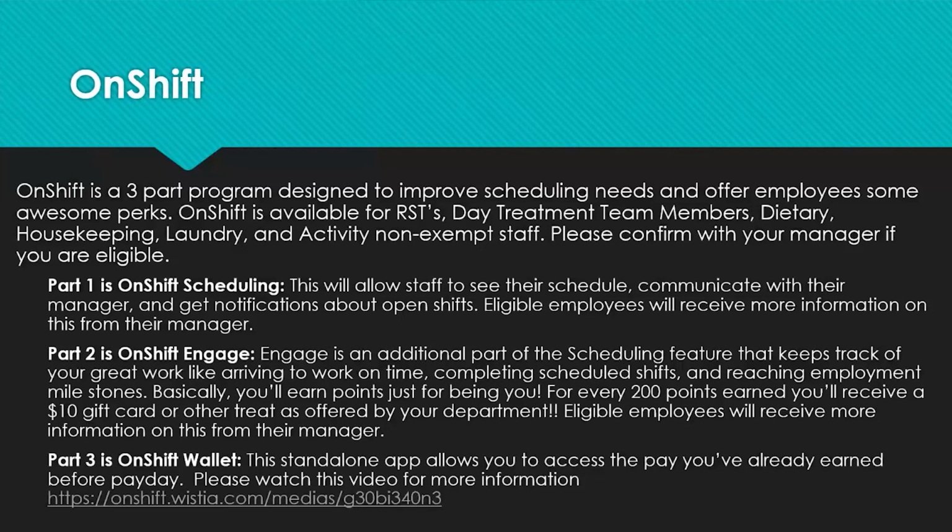Part 2 is OnShift Engage. Engage is an additional part of the scheduling feature that keeps track of your great work, like arriving to work on time, completing scheduled shifts, and reaching employment milestones. Basically, you'll earn points for just being you. For every 200 points earned, you'll receive a $10 gift card or other treat as offered by your department. Eligible employees will receive more information on this from their manager.